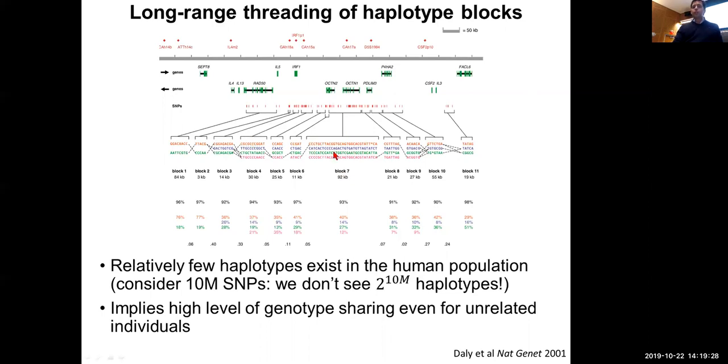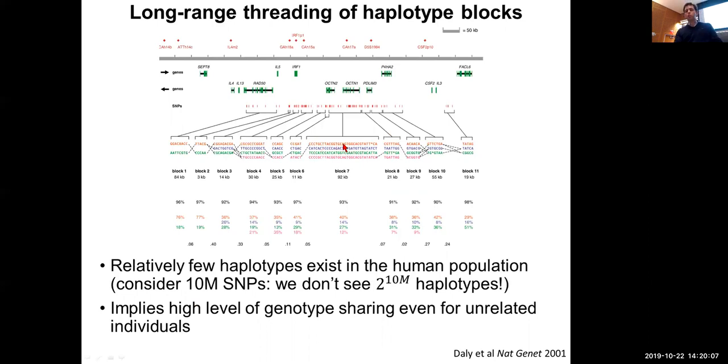That means, of course, that there's relatively few haplotypes in the entire human population. Out of 10 million SNPs, we don't see 2 to the 10 million different haplotypes. That means that the actual diversity is much lower. It implies a very high level of genotype sharing, even for unrelated individuals. And it has major implications in the efficiency with which I can catalog all of the genetic variation in a million individuals. How? Because instead of genotyping every single SNP here, I can just genotype one of them or two of them and then get the whole haplotype block out of that, okay?